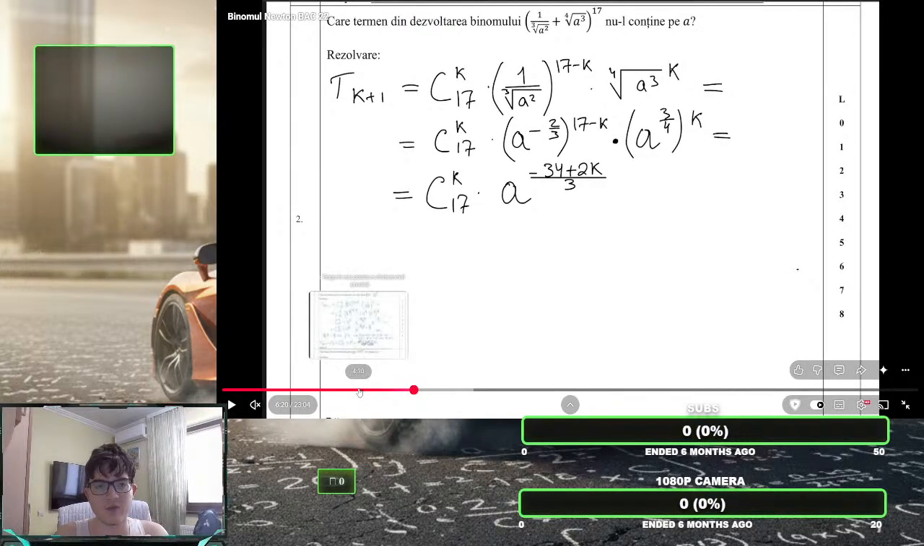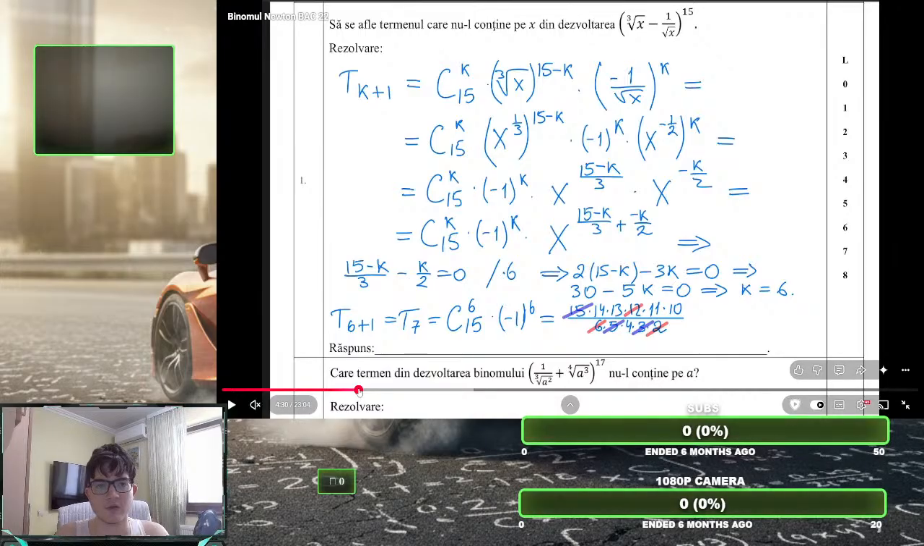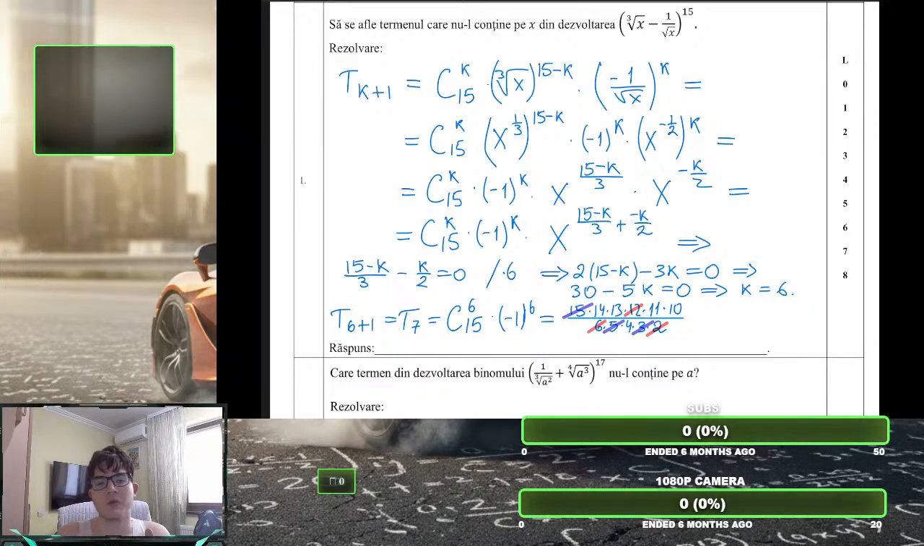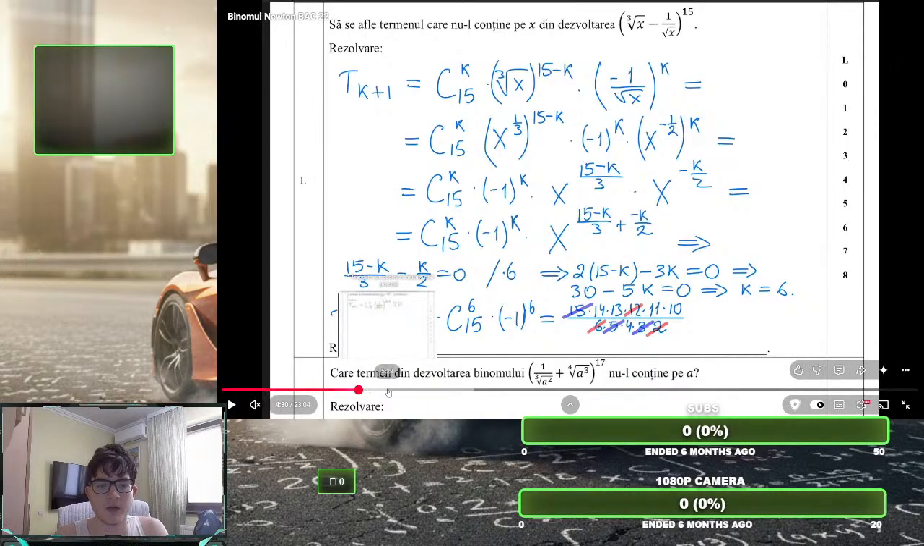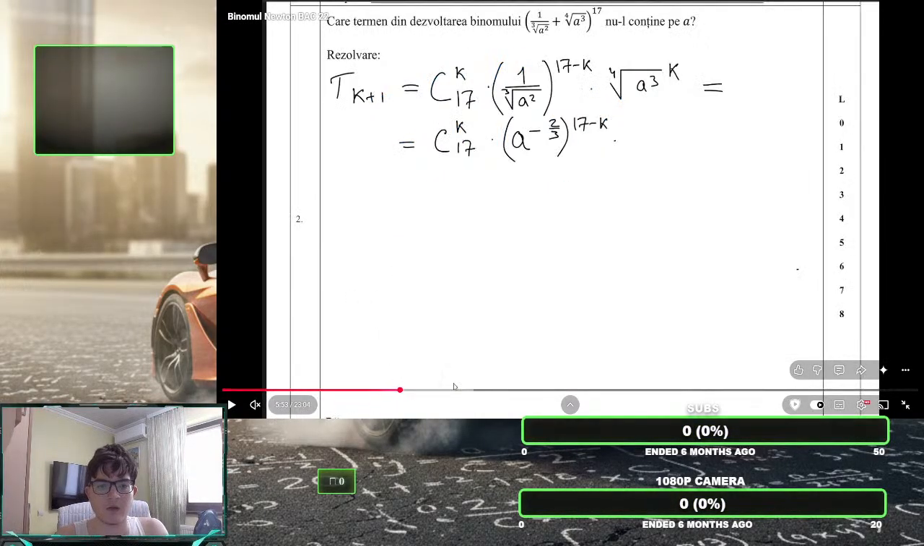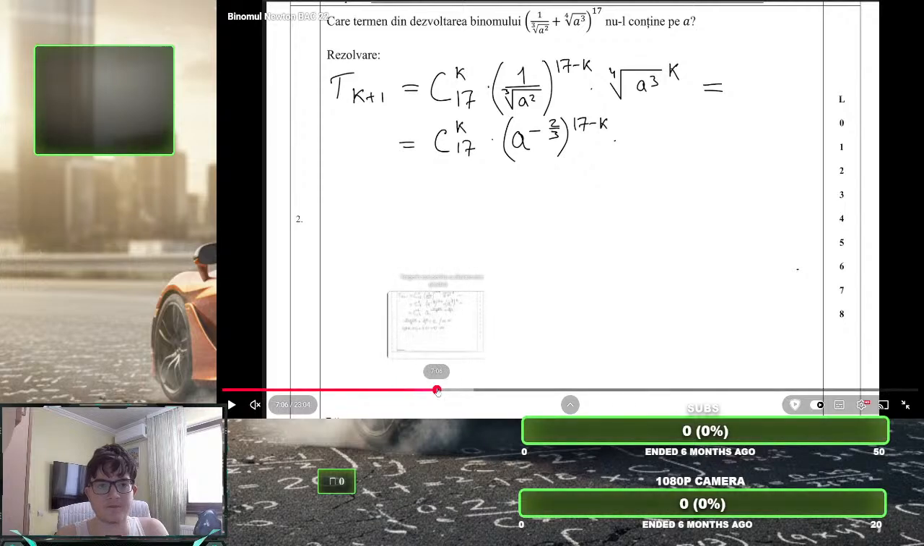But in the previous one, it doesn't ask which term, it asks the term, so we actually have to calculate it till the end. Yeah, that's the difference here, to do it for maximum points and stuff. That's the difference. We can move on from here now. Next exercise.